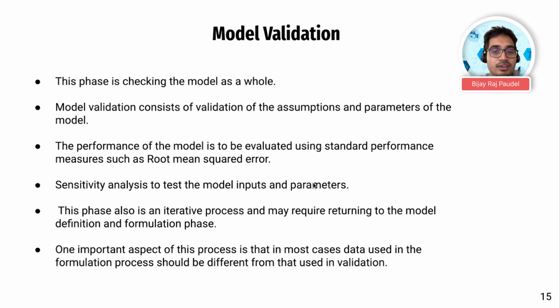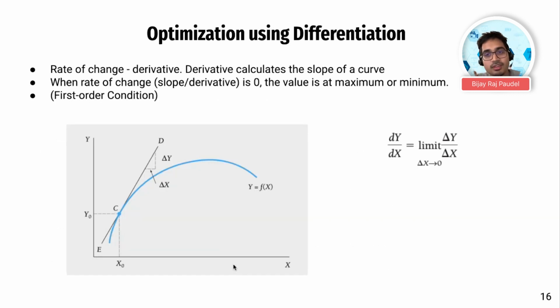If your output is too sensitive to some inputs, then it's not good. So you can do all these kinds of validation. And one important thing is, when you create a model, you use a set of data, but when you validate, you should always use a different set of data. This is fundamental 101 of creating models. Also in machine learning, this same concept applies.